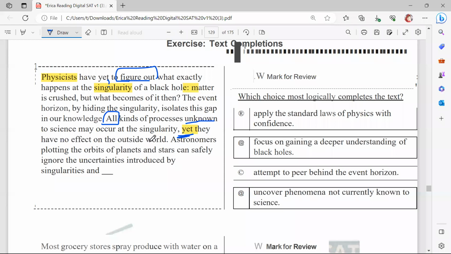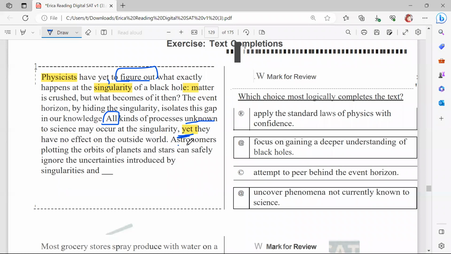They are insignificant, not important. They do not affect the outside world. Is it clear? Got it? Yes, teacher. Yes, we don't know what's happening exactly regarding the singularity of a black hole. Yet, all that we miss will not affect the outside world.